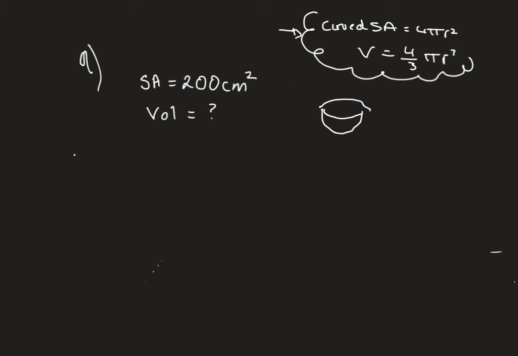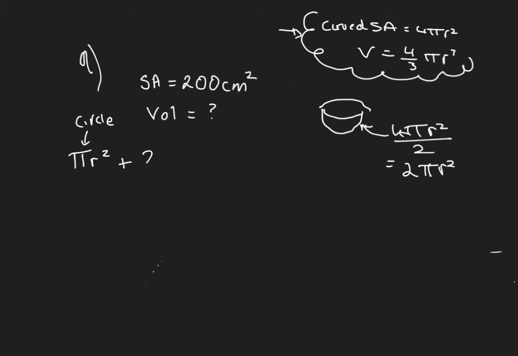So the total surface area will be the circle, which is pi r squared, plus the curved surface area. For a full sphere it's 4 pi r squared, but if you just want half of that curvy bit, you need to divide it by 2. And 4 divided by 2 is just 2. Okay? So the full surface area will be the top circle plus the curved bit, 2 pi r squared. So pi r squared plus 2 pi r squared is 3 pi r squared. So 3 pi r squared is equal to the total surface area, which is 200.